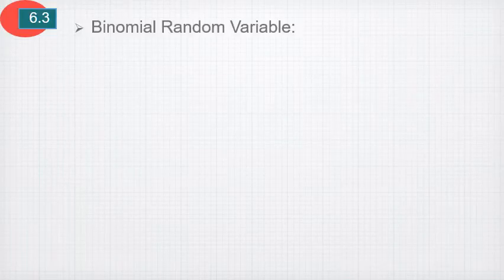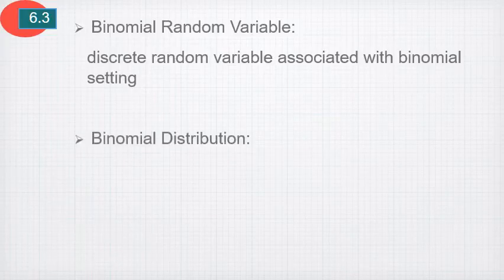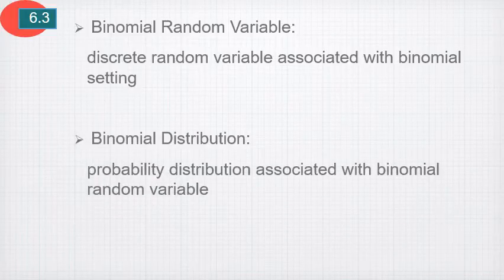Okay, so let's do some definitions here. So just to sum up, a binomial random variable is going to be a discrete random variable associated with a binomial setting. So kind of the same thing we've been talking about before, random variables, but now we're talking about random variables that are in fact in a binomial setting. So of course they have binomial distributions. This would be the probability distribution associated with a binomial random variable. So the same thing we've been doing before, looking at those tables of distribution.